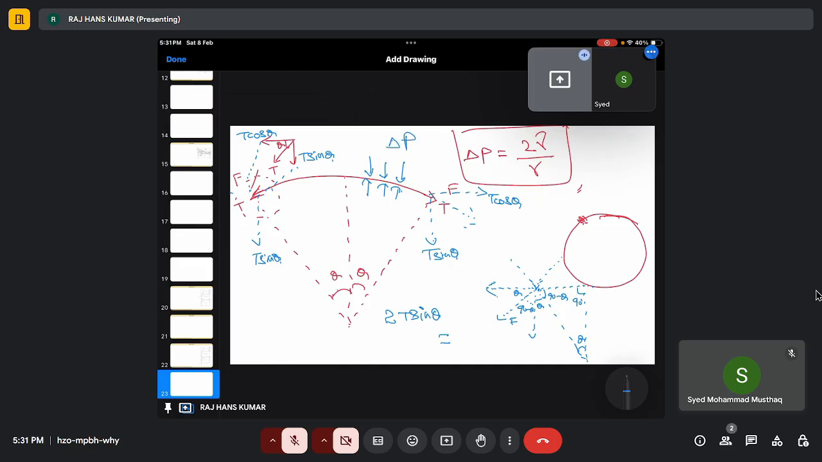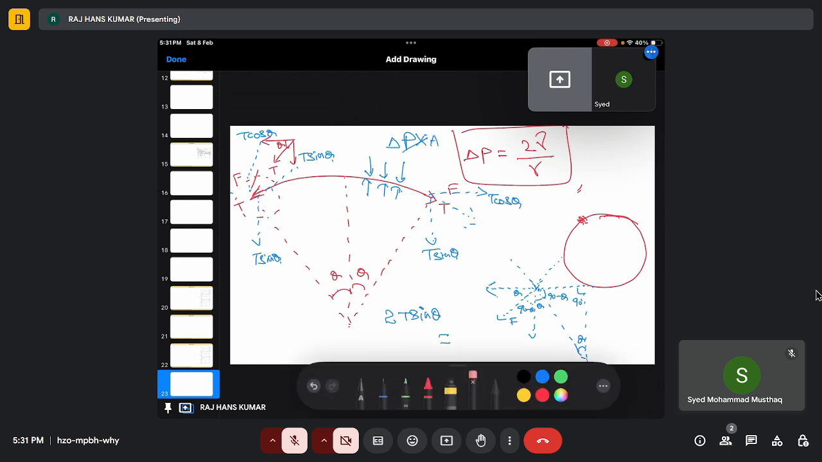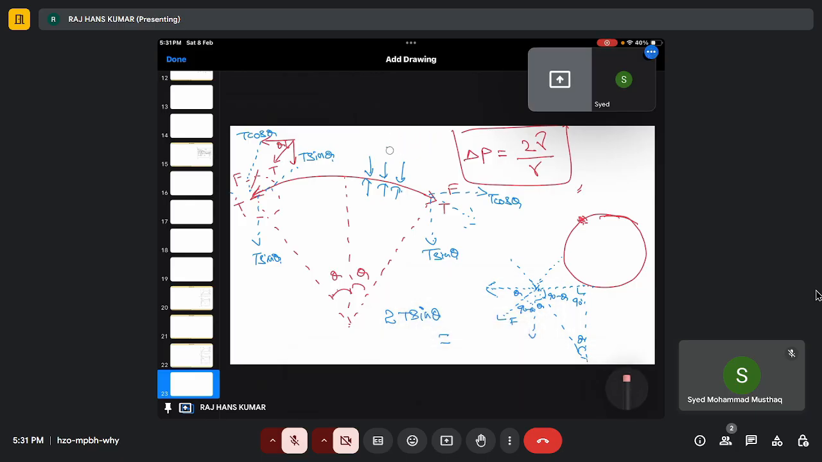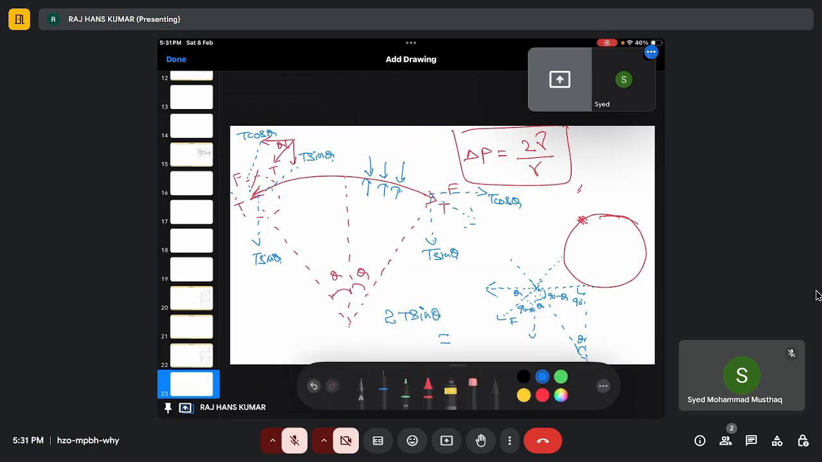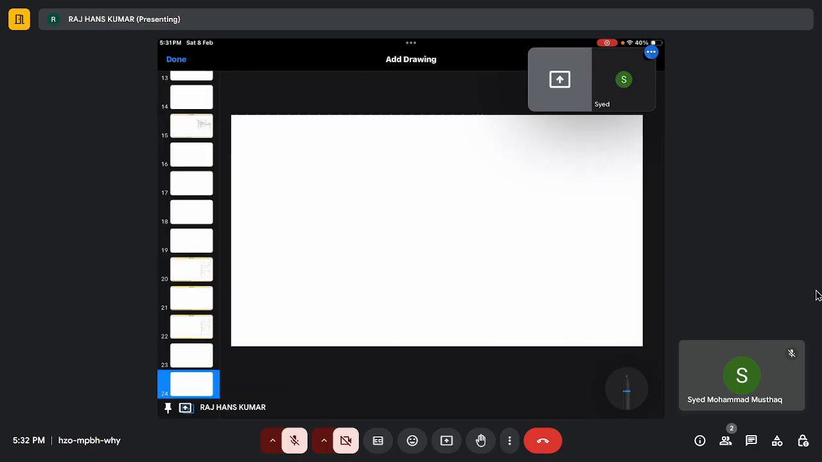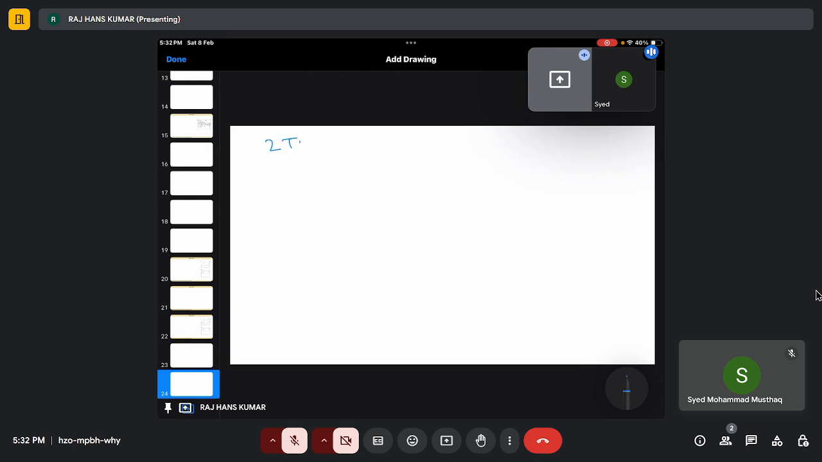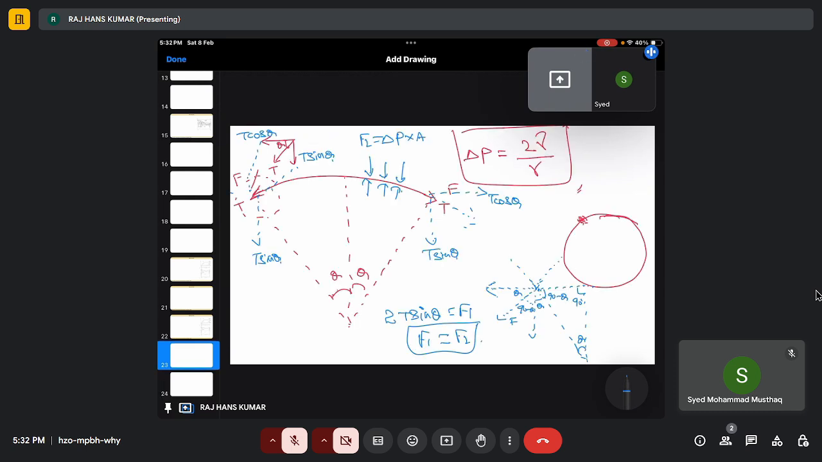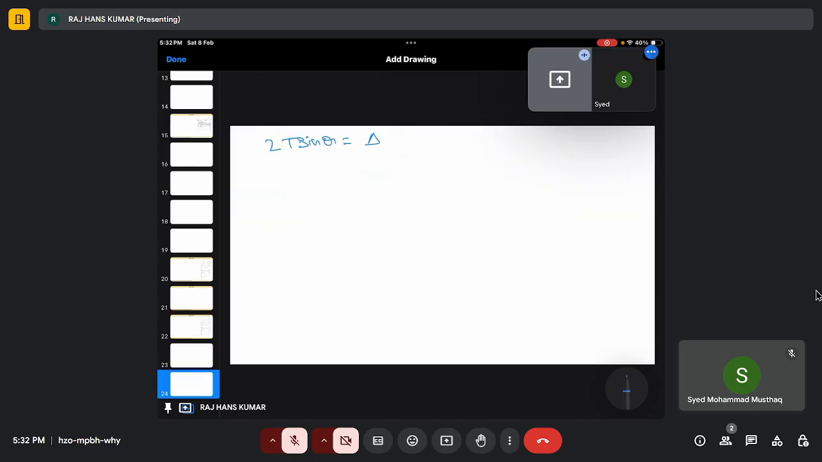That is acting on area A. If I do delta P times A, that is my F2. Now this is my F1. Now when the bubble is at equilibrium, F1 must be equal to F2. So 2T sine theta will be equal to how much? Delta P cross A.